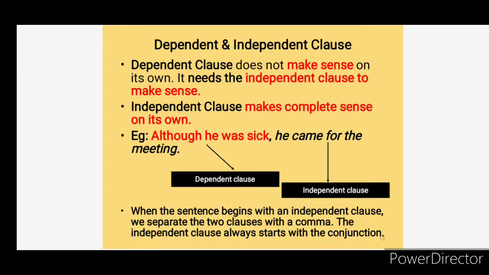So when the sentence begins with a dependent clause, we separate the two clauses with a comma. The dependent clause always starts with the conjunction. So we should always keep this thing in mind, that the dependent clause always starts with the conjunction.